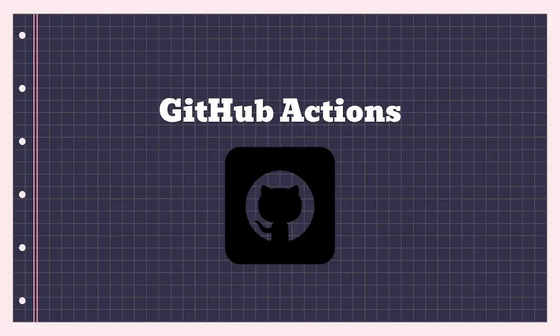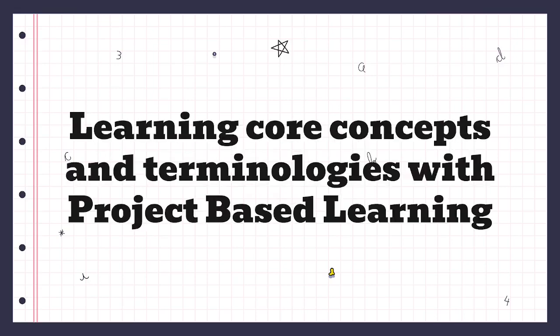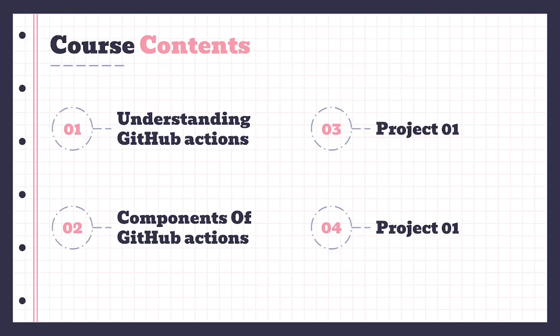Okay, so done with all of the introduction, let's get into the coding part. Okay, so we already talked about what the course is going to be about. We've learned the basic concepts, terminologies, and stuff like that. So this is the course outline. We'll look at the understanding of the basic things in GitHub Actions. We'll do components of GitHub Actions. We'll look at two different projects. This is project 1 and project 2. Sorry for that. That's an error on my end.